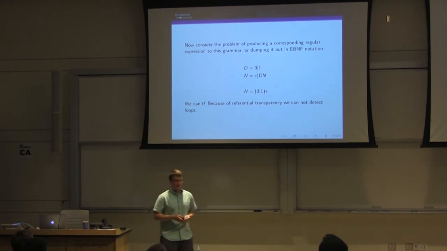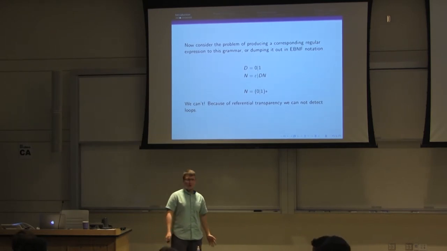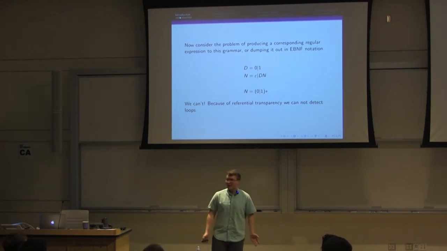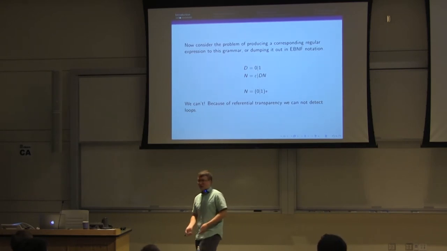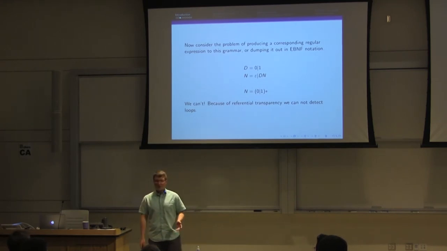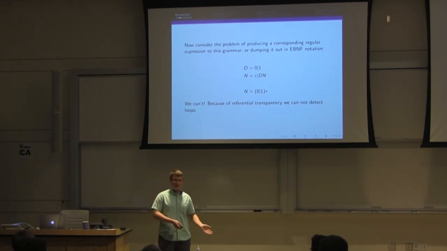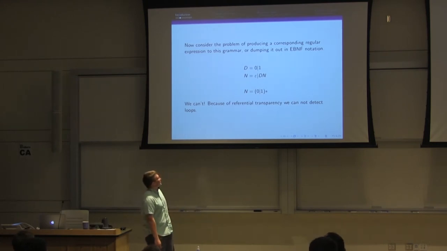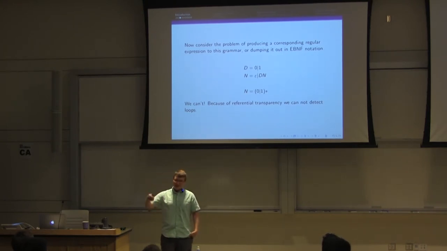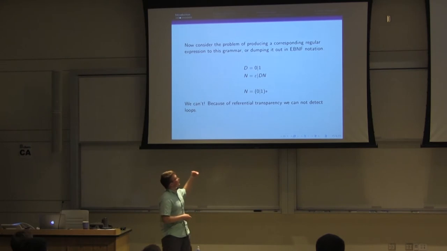But what if we want to produce the corresponding EBNF? Let's say we wrote our parser, and now we want to print it out, or produce a Bison or Happy or whatever grammar, so that we can use a better tool rather than parser combinators. Well, parser combinators are really good, but you might still want to do something different with it, or do some sort of analysis. And the problem is that because of referential transparency, we cannot really detect those references going back to our expression.